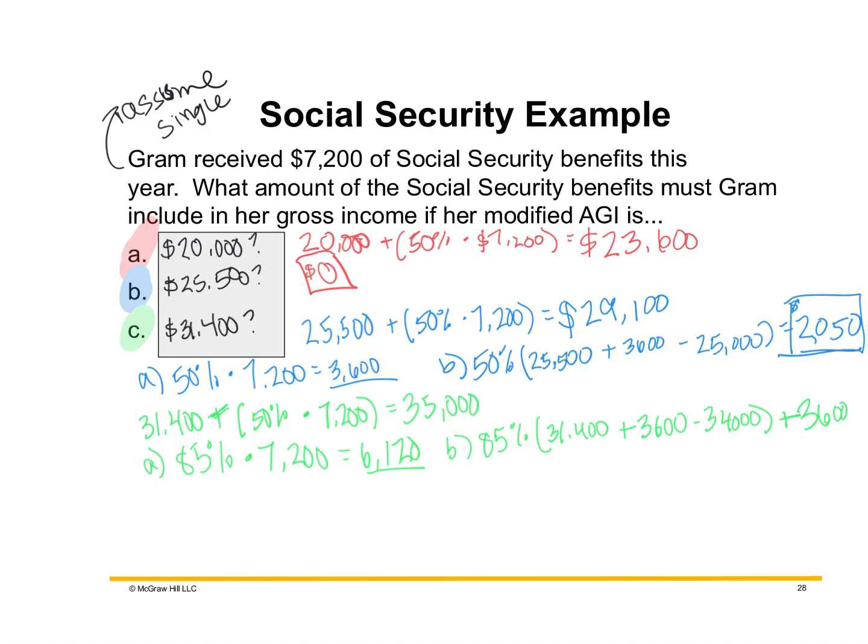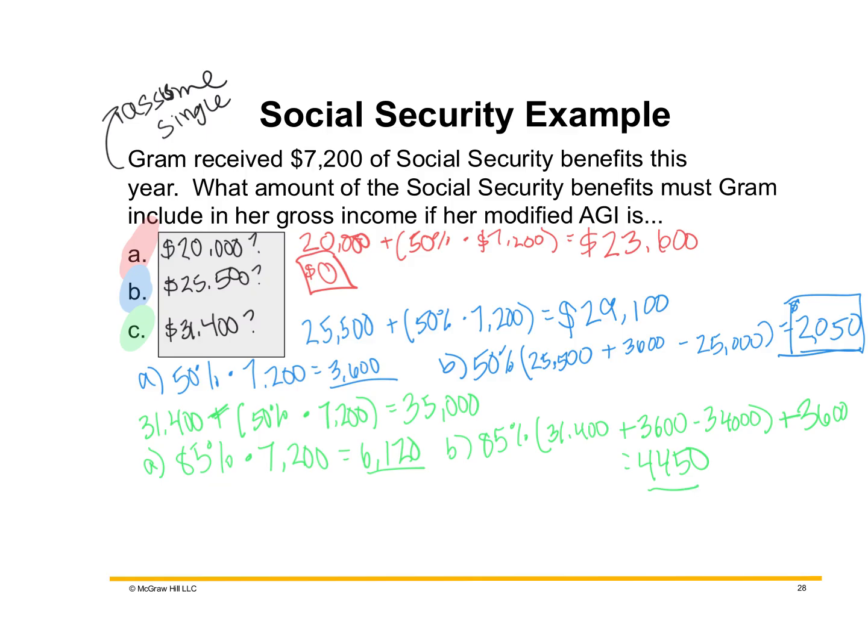So then if we work out all of that math, hold on, this is a lot of math. So 31,400 plus 3,600 minus 34,000 equals 1,000, times 85% gets us 850, plus 3,600, and that gives us a final number of 4,450.